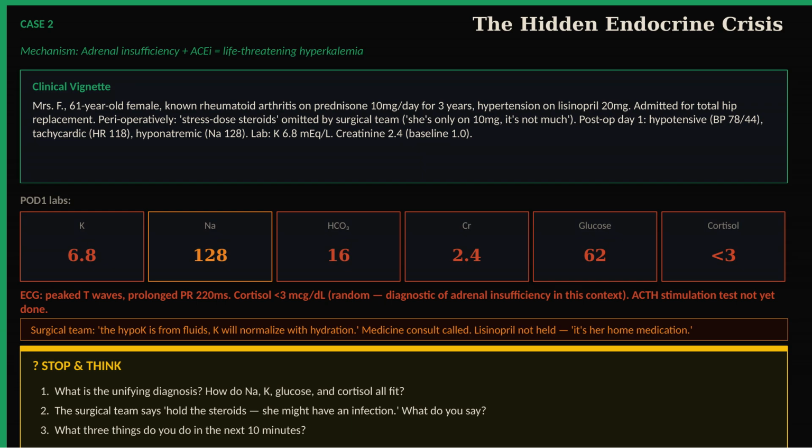The surgical team's read: the low sodium is just from fluids. It'll normalize with hydration. The medicine consult gets called. And the lisinopril? Not held. It's her home medication. Stop and think. What's the one diagnosis that unifies the sodium, potassium, glucose, and cortisol? When the surgeons say, hold the steroids, she might have an infection, what do you tell them? And what 3 things do you do in the next 10 minutes?